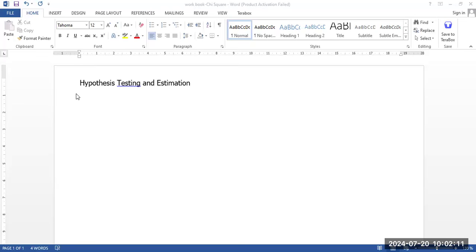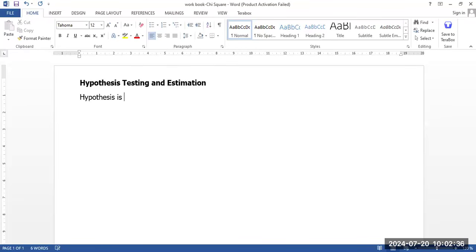So our main focus for today is all about hypothesis testing and estimation. But before we do anything, we need to first understand what is hypothesis, what is hypothesis testing, and how can we do estimations.